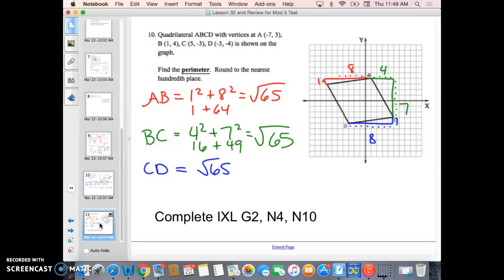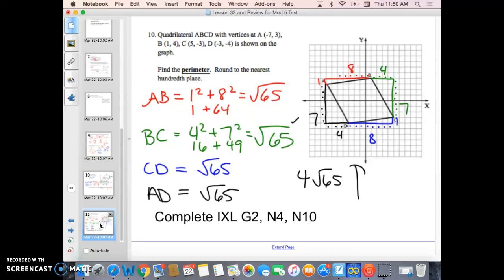And you should note that A to D should be the same as the opposite side. 7 and 4, which is the same as this one here, which is the square root of 65. Which is interesting because you got the square root of 65 for all of them. So actually, in addition to just finding the perimeter, which is 4 times the square root of 65, I can also say that this shape is a rhombus because all the sides are the same.